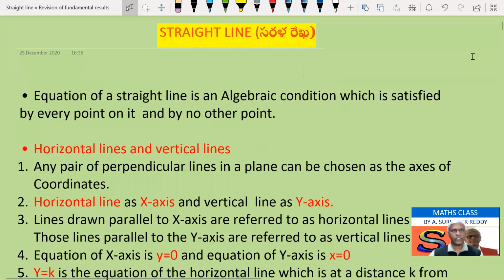Very important concept, very important topic in coordinate geometry, the straight line, sarala rekha.